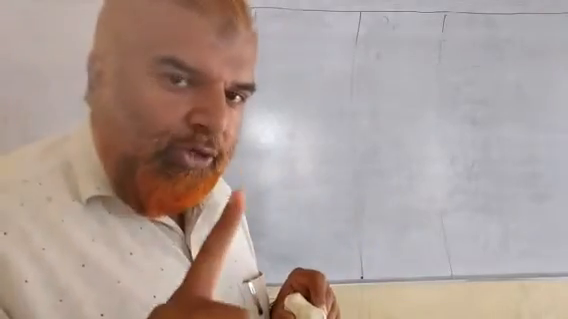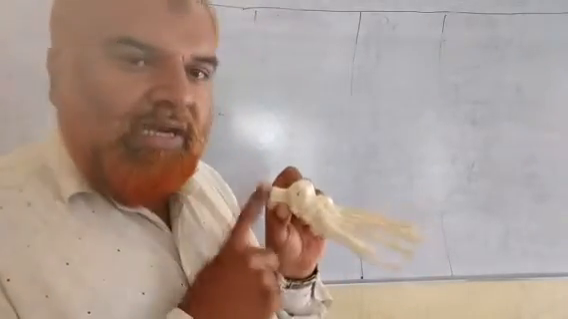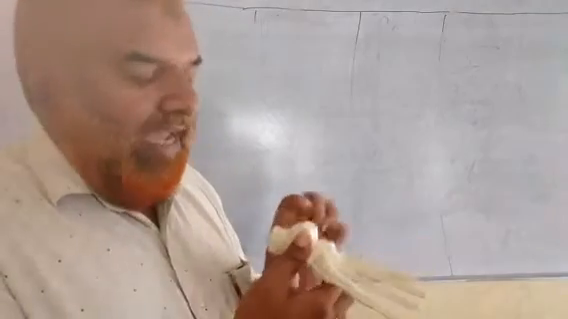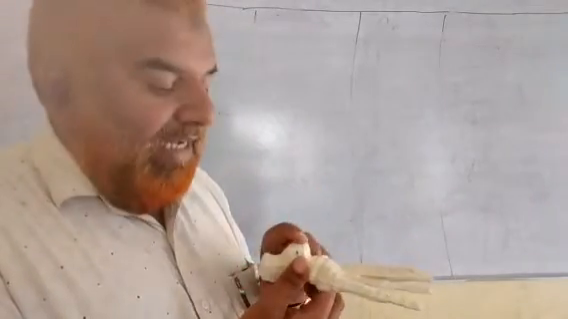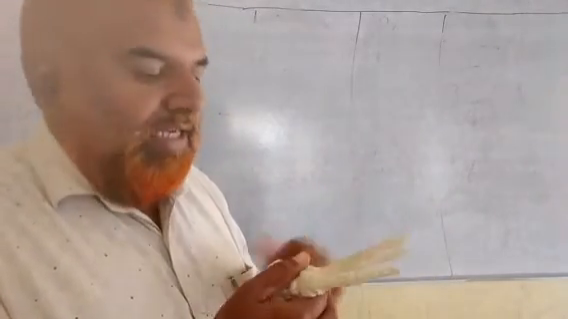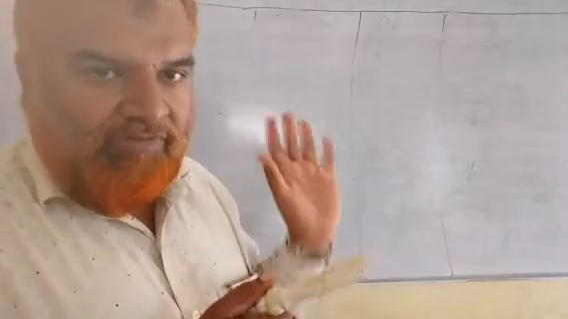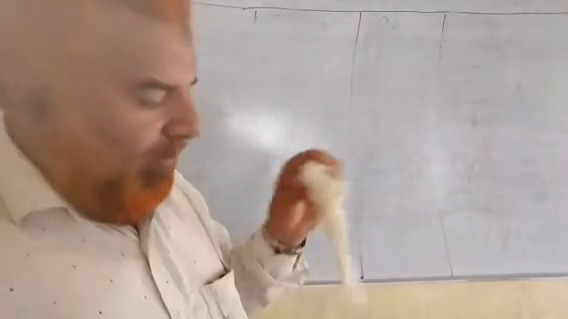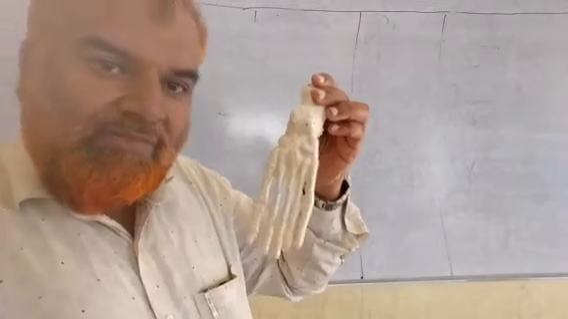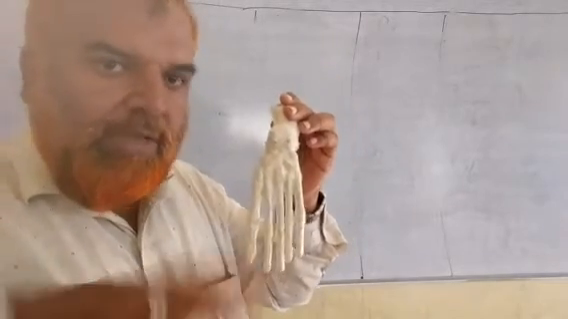Tarsals. In the hand, we told you carpals. Here we call them tarsals, the ankle bones. Then metatarsals, and then again phalanges. They are the skeleton of the leg, the limb. I hope it's clear.